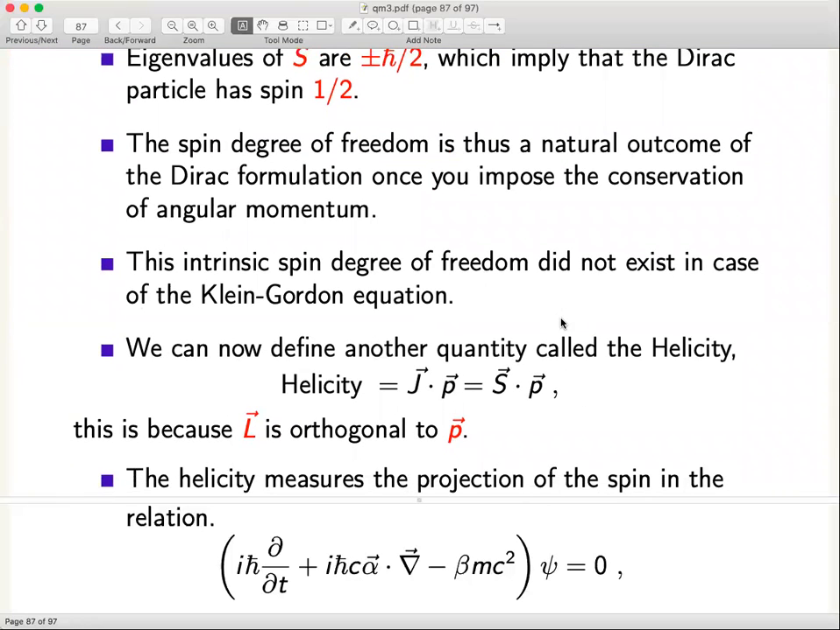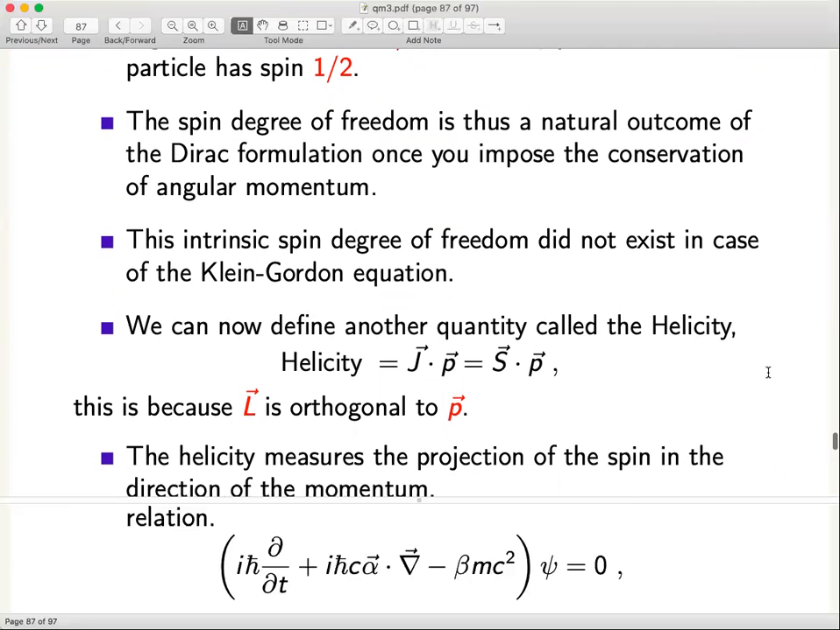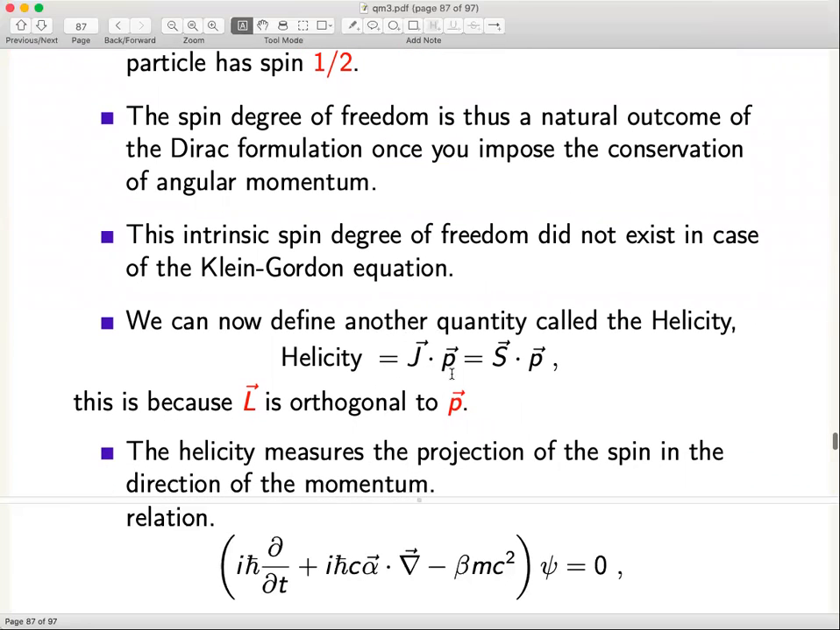fine. We can also define another quantity called helicity, and helicity is written as J dot P, but J dot P is essentially S dot P because J is L plus S and L is always orthogonal to P because L is R cross P. So if R and P are in a particular plane, then L is perpendicular to that plane. So if you take a dot product of L with any of the operators in that plane, of course it would be 0.